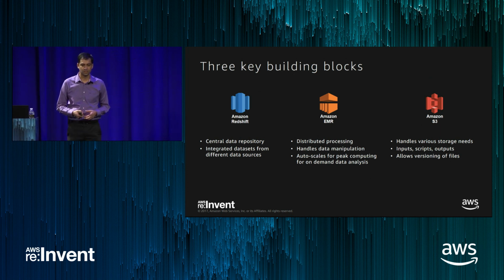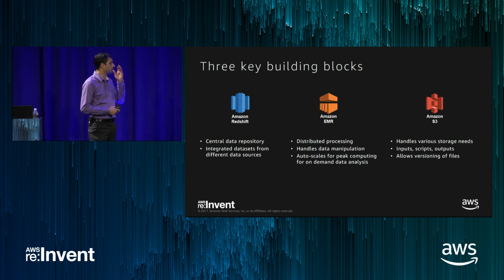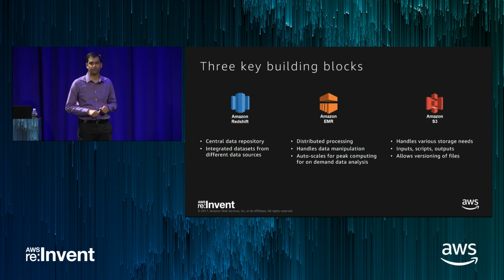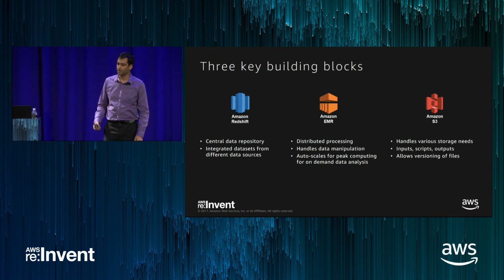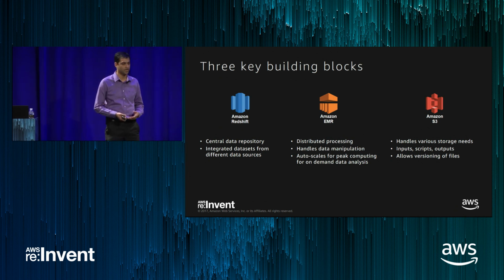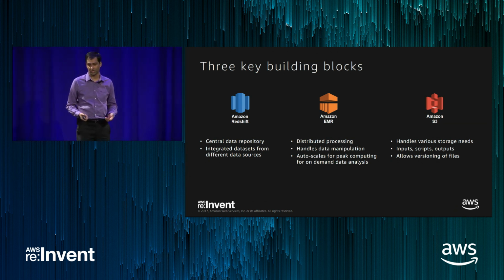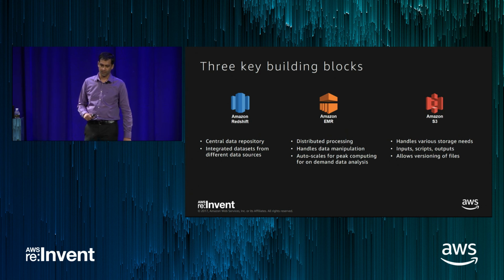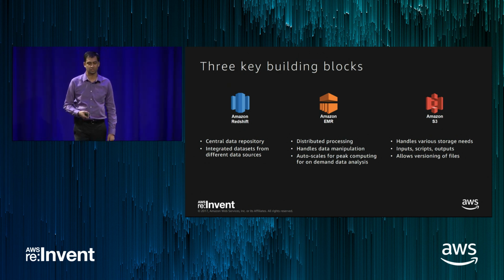To handle our key needs, we also chose Amazon EMR for our distributed processing needs, which also allowed us to handle data manipulation as needed, and obviously could auto-scale for any peak workloads. The third key building block was Amazon S3, which allows us to store various inputs, scripts, outputs, and has high durability and availability.